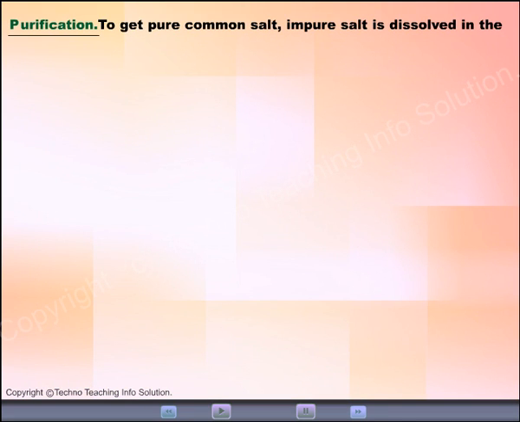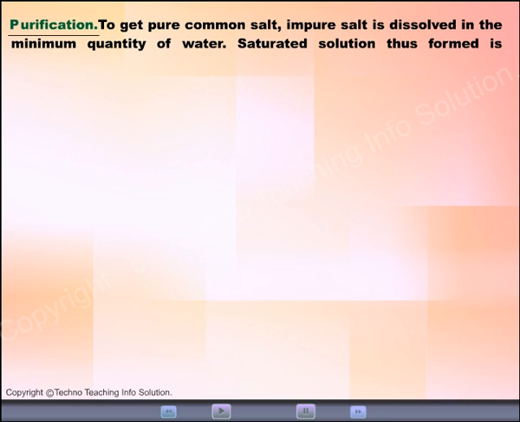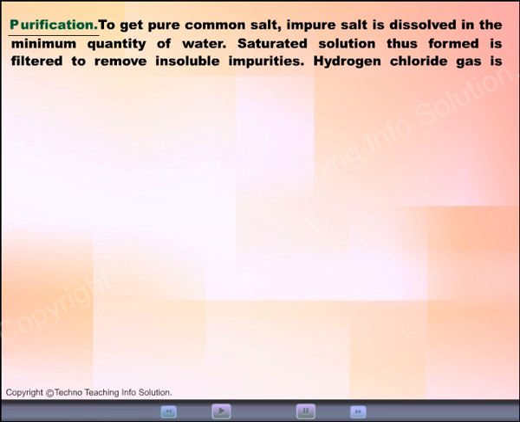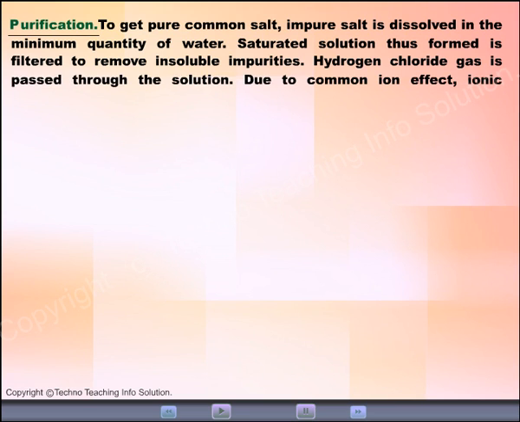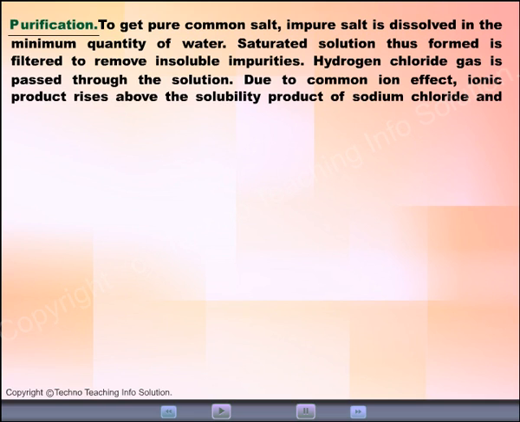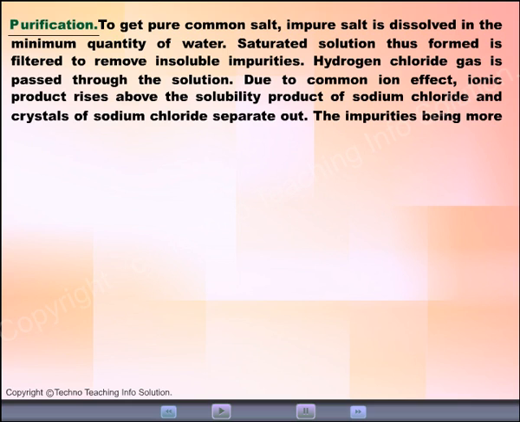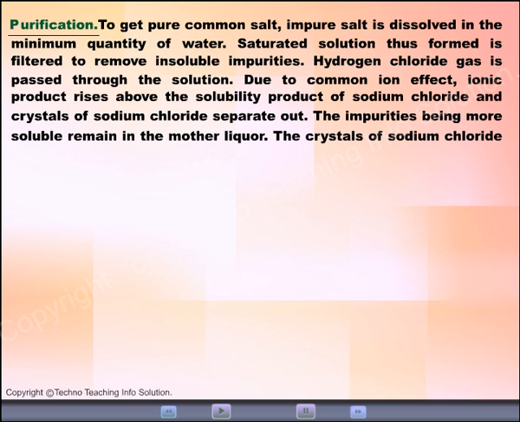Purification. To get pure common salt, impure salt is dissolved in the minimum quantity of water. The saturated solution thus formed is filtered to remove insoluble impurities. Hydrogen chloride gas is passed through the solution. Due to common ion effect, the ionic product rises above the solubility product of sodium chloride and crystals of sodium chloride separate out. The impurities, being more soluble, remain in the mother liquor. The crystals of sodium chloride are filtered, washed and dried.